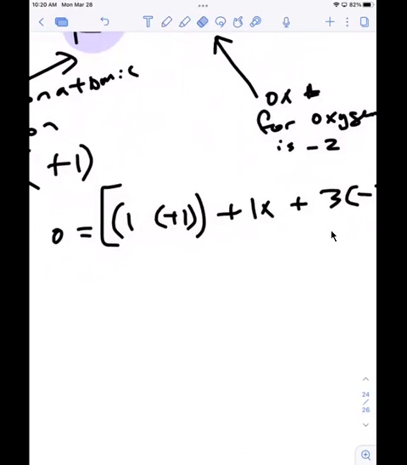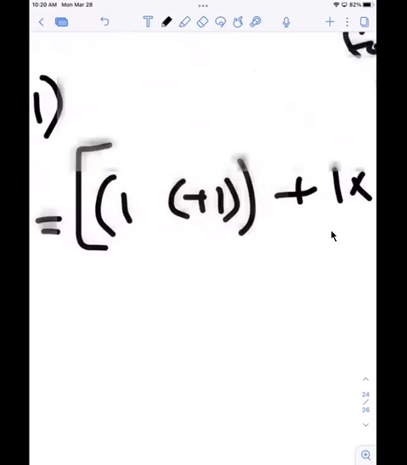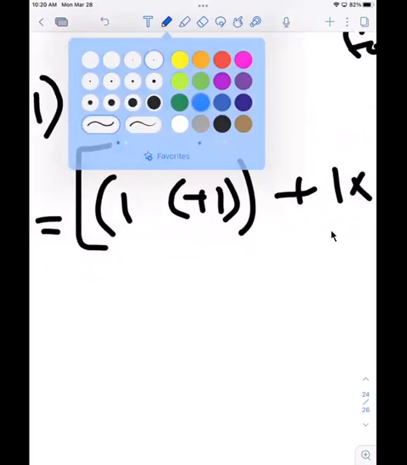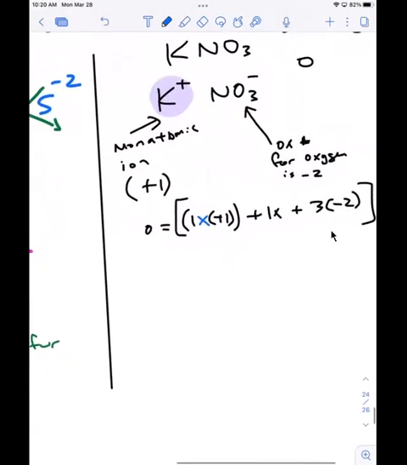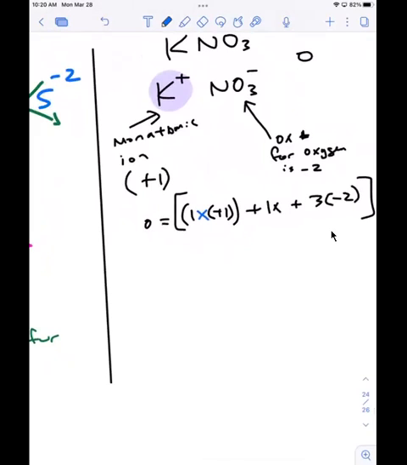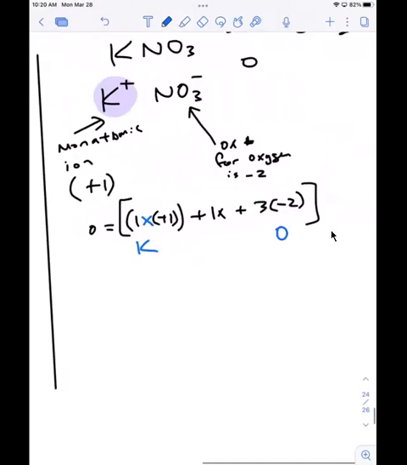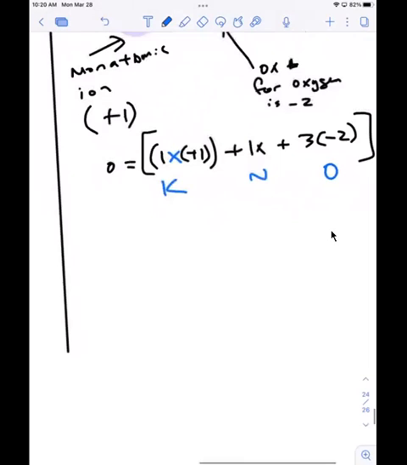Okay, let me change this X because I don't want you to think that that is an XX. So I'm going to make it bigger. So 1 times +1. And this X is for nitrogen, this is potassium, this is oxygen, and we're going to solve for nitrogen. So now 0 equals 1 plus X minus 6. Any questions about that?